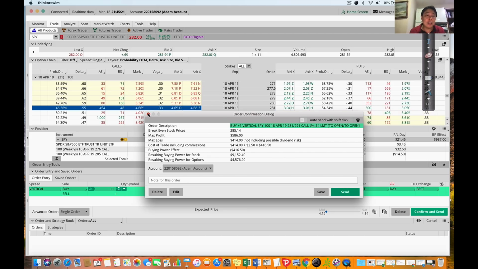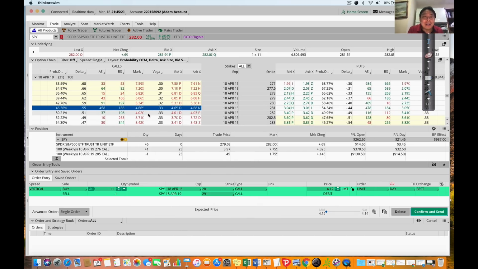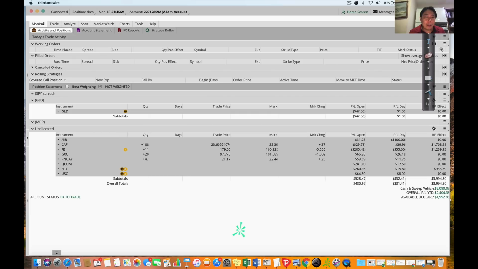Now, I actually already bought this a couple of minutes ago using Interactive Brokers. I'll show you that account in a short while. But once it's in, you can actually monitor the trade. You can see I've already bought a couple of call spreads over the last few days. As the S&P has been going up, I've been buying call spreads.